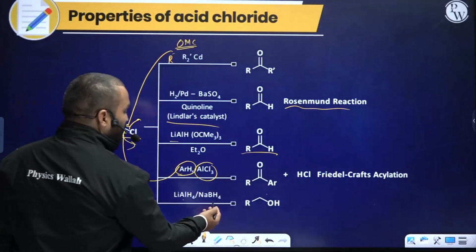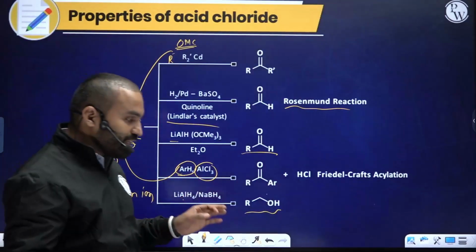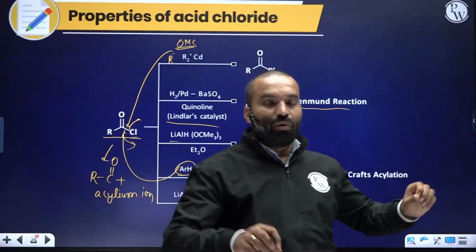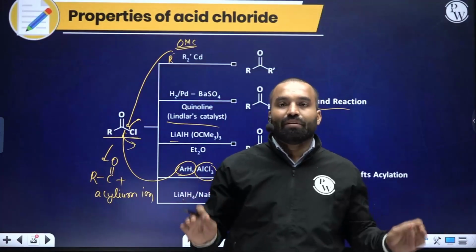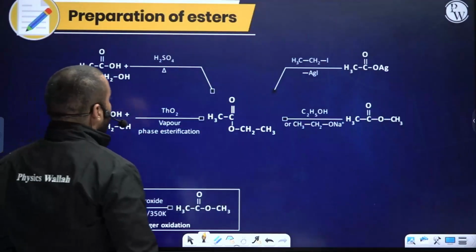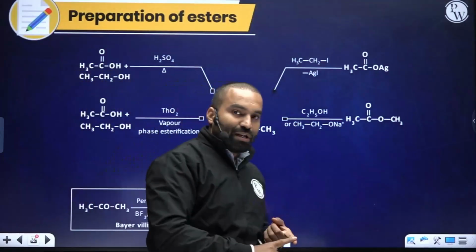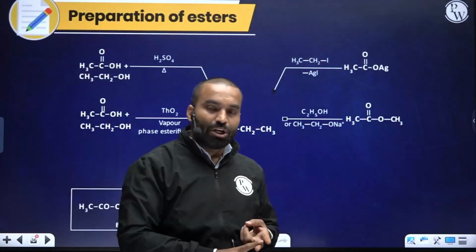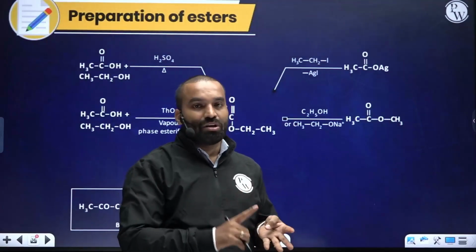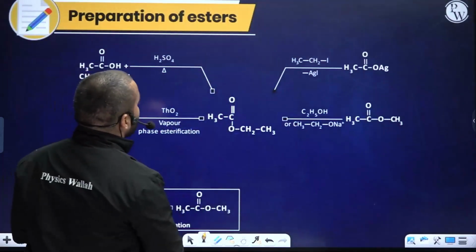Reduction again: lithium aluminum hydride or sodium borohydride will produce an alcohol. Most of the reactions are repeated. I have tried my best to include every possible reaction at whatever place they suit. Now, acid halide is done. We have discussed aldehydes, ketones, acyl halides, and so many compounds containing carbonyl. So now a few questions about esters.